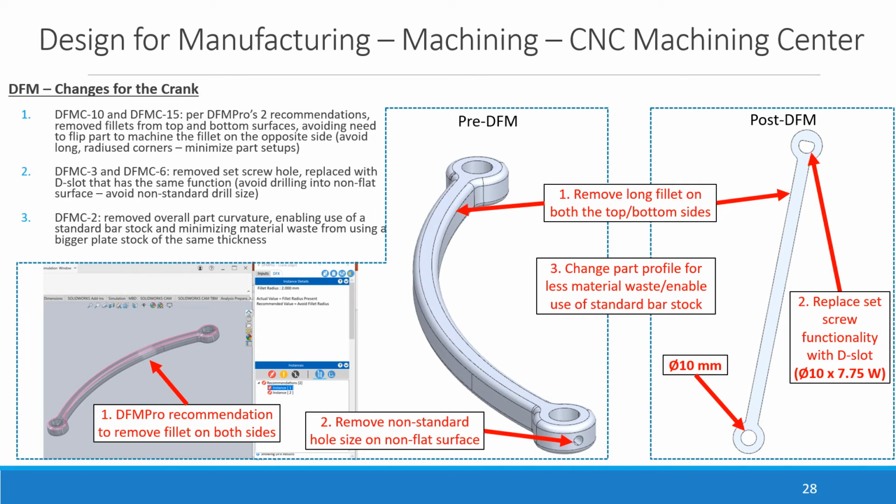Secondly, the set screw hole was eliminated from the part on one end and replaced with a D slot that has the same function. This avoids drilling into a non-flat surface and also avoids a non-standard drill size. Finally, overall part curvature was eliminated, making a straight part, enabling use of a standard bar stock and minimizing material waste.